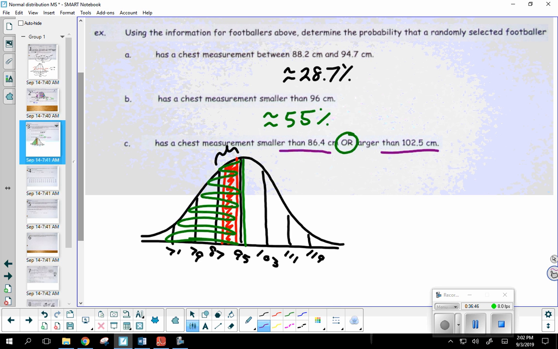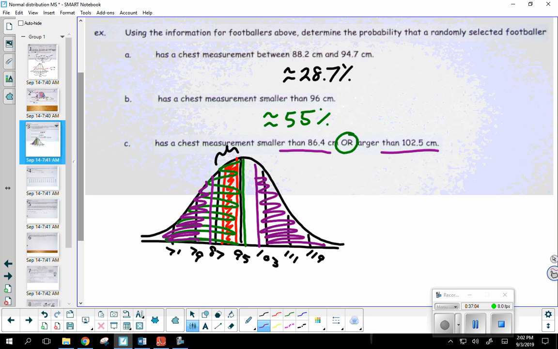So 86.4, let's say that's about right here. Okay. I want everything less than that or larger than 102.5. So 102.5, maybe right there. Okay, we're kind of estimating.